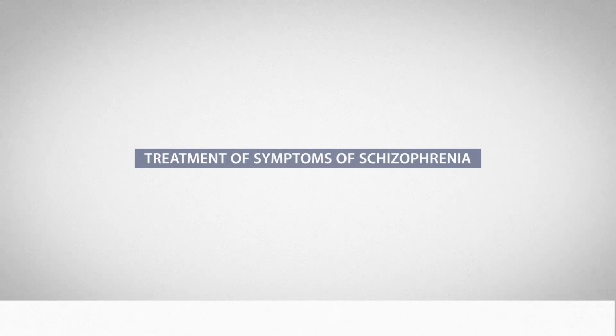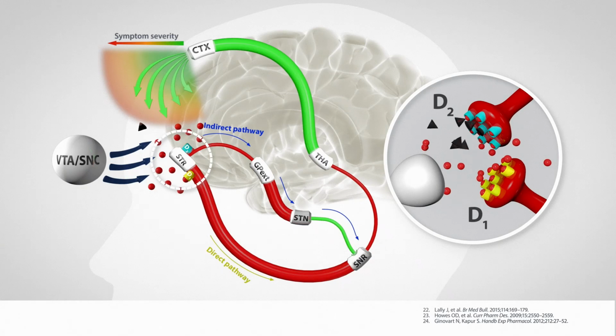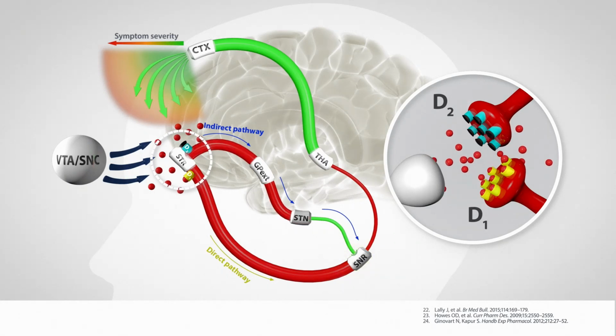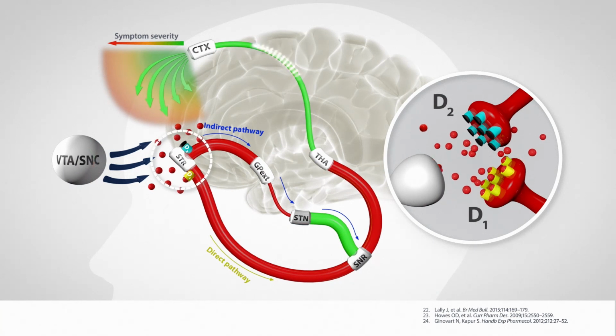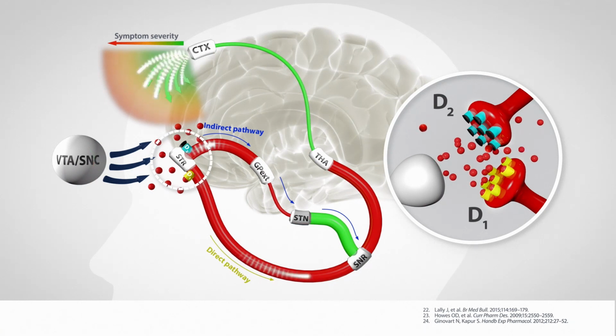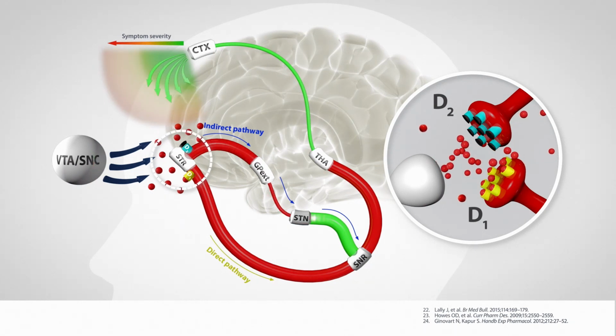Treatment of symptoms of schizophrenia. Dopamine D2 receptor preferring antagonists or partial agonists block striatal dopamine D2 receptors, preventing dopamine from binding and in effect reducing the experience of positive symptoms. Although efficacious in reducing positive symptoms, dopamine D2 receptor blockade has been less effective in treating cognitive and negative symptoms.